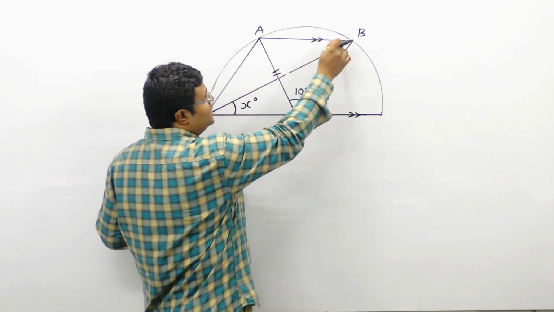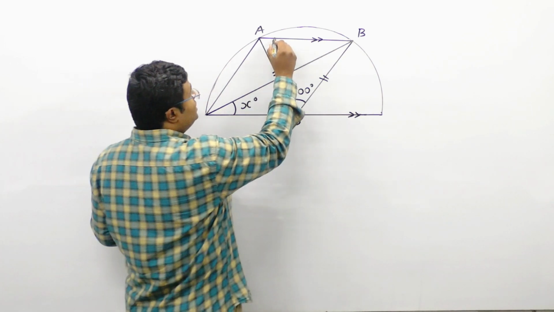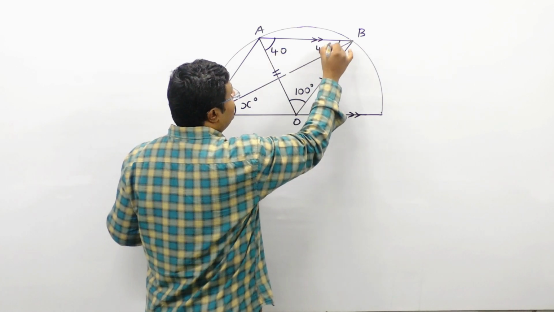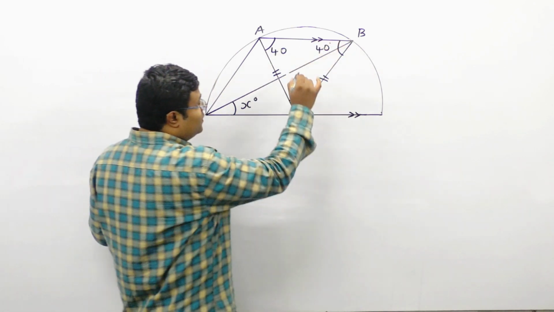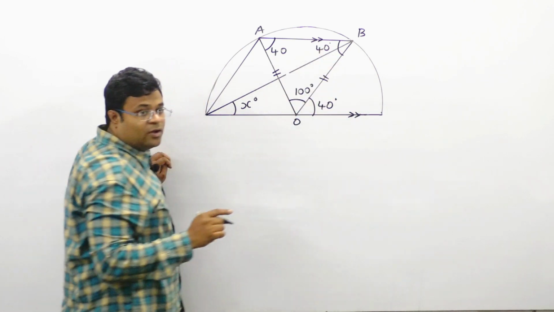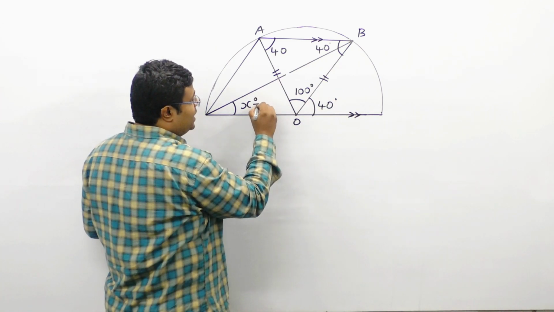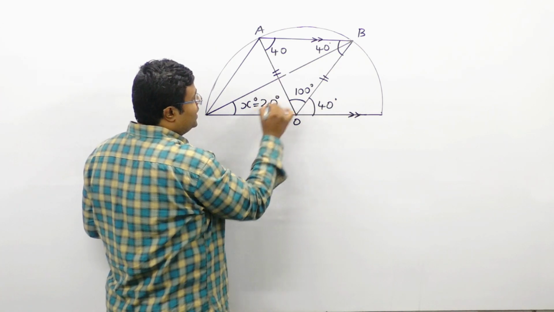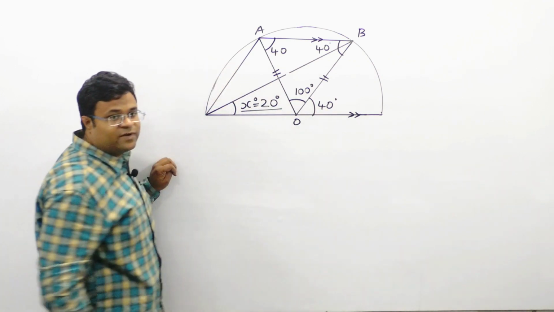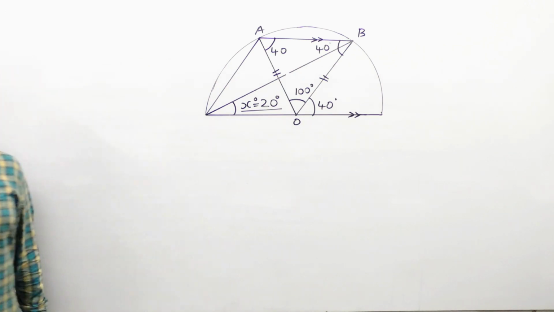So this angle A and this angle B together must be 80. So this would be 40 and this would also be 40. If that is 40, this angle would also be 40 degrees. Why? Alternate interior angles. If this is 40, this x will be 20 degrees. That is, the angle at the center is 40, so at the circumference it would be 20. Understood?